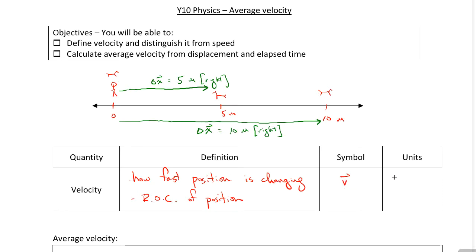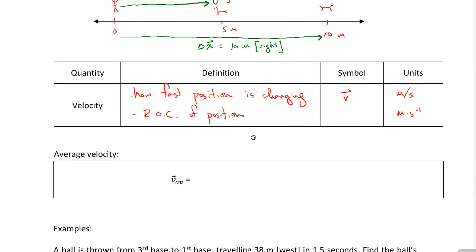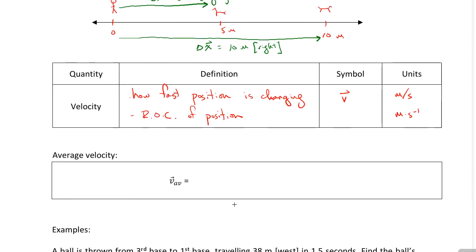And because displacement and position were in meters, and our time is in seconds, the units of this are going to be in meters per second, which you'll sometimes also see written like this with a negative exponent. So average velocity is the change in position. Remember, that's also called the displacement. So this is the displacement divided by the time. And we're going to use the delta to signify change in time as well.